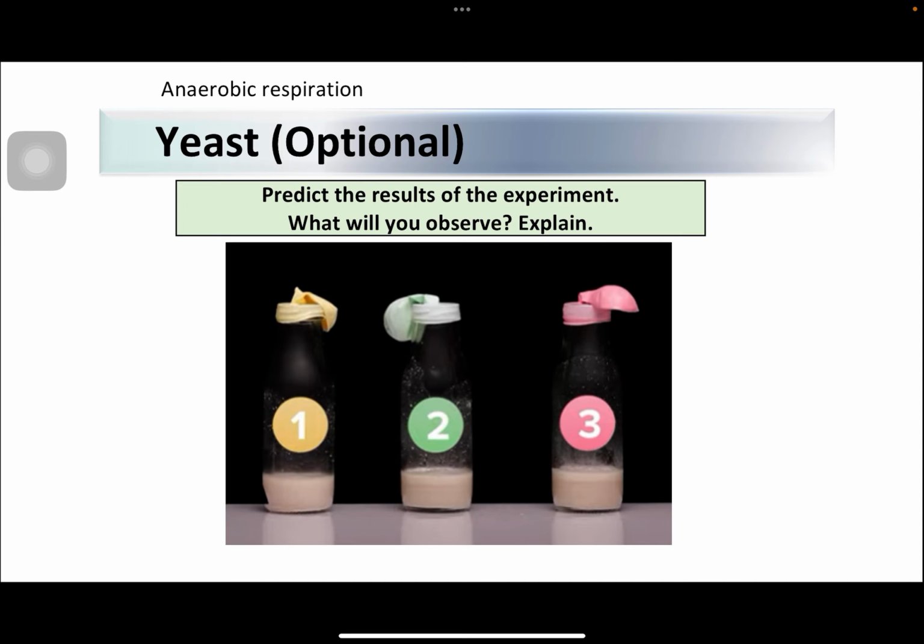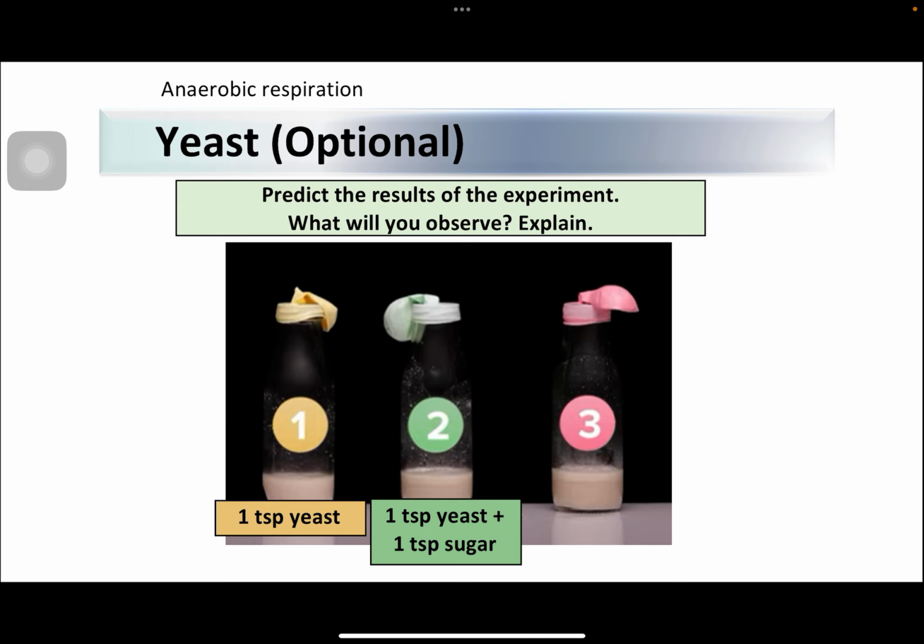Alright, so let's take a look at this picture over here. Three different bottles. The first contains 1 teaspoon of yeast. The second contains yeast and sugar, which are very common ingredients that you use to make beer as well as bread. And then the last bottle has 2 teaspoons of sugar and 1 teaspoon of yeast. Let's pause and make our own prediction. What will you observe in this experiment? What will happen to the yeast in each of the bottles, and what will you see as an outcome?